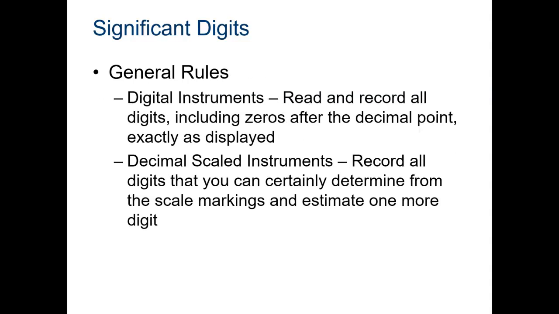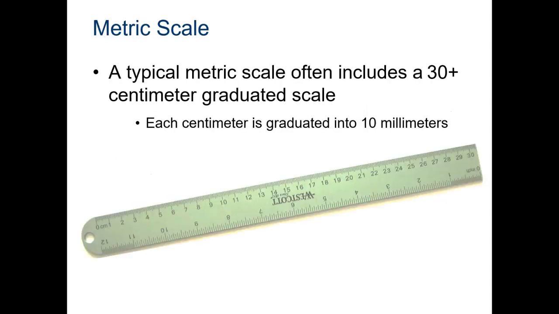Some general rules. Digital instruments: read and record all digits, including zeros after the decimal point, exactly as displayed. Decimal scaled instruments: record all digits that you can certainly determine from the scale markings and estimate one or more digits. We will concentrate on measuring and recording linear lengths in this presentation, but the techniques discussed apply to all types of measurement. And we're going to look at an example of a decimal scaled instrument first, the metric scale. So let's take a look at that.